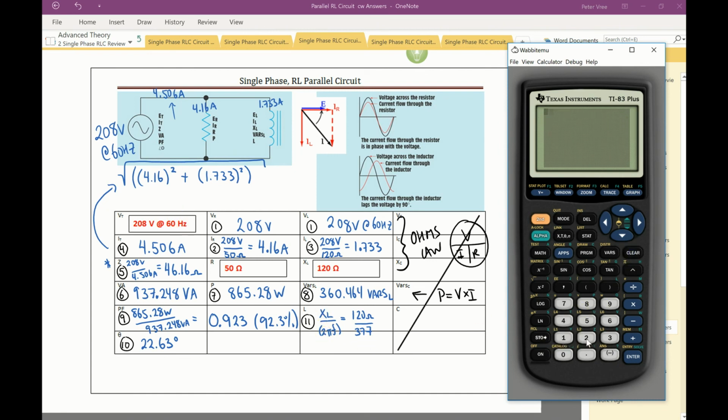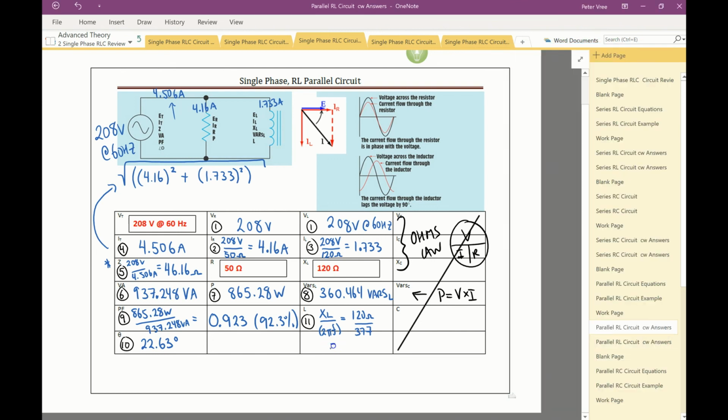So I'm going to do 120, which was my inductive reactance value, divided by 377. And that gives me 0.318. So my answer here for the inductance is 0.318, and the units for that is henries.